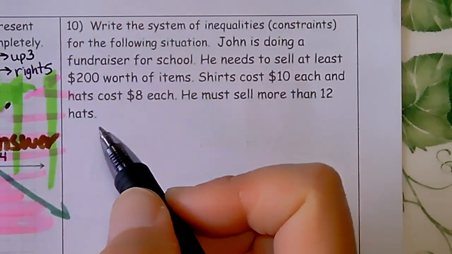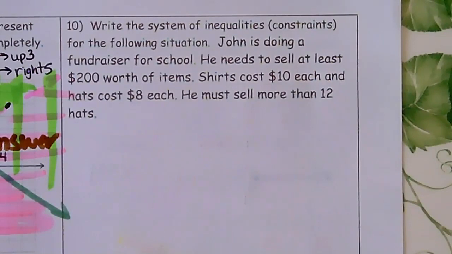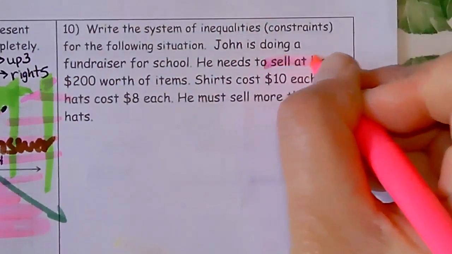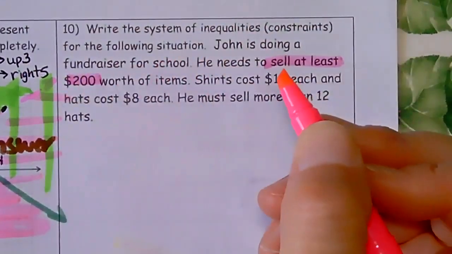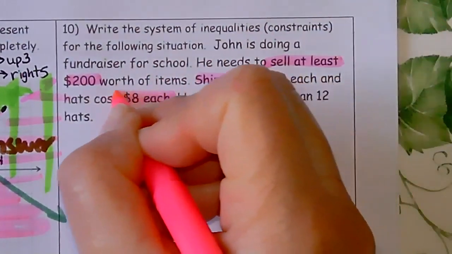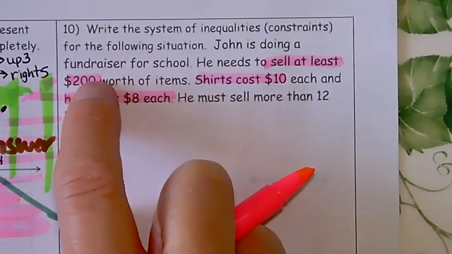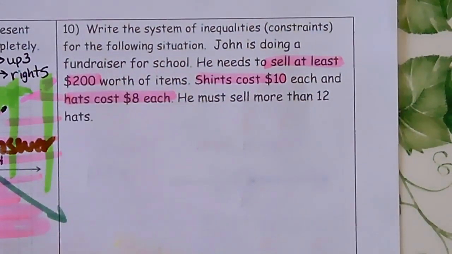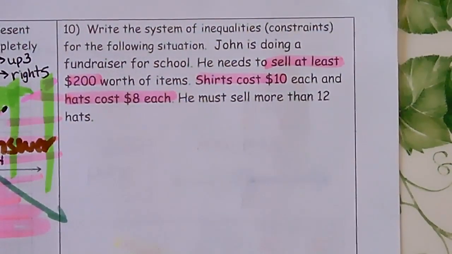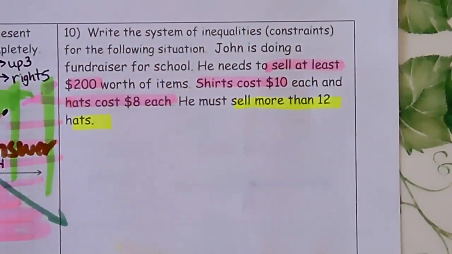For the following situation, John is doing a fundraiser for school. He needs to sell at least $200 worth of items. The shirts cost $10. The hats cost $8. So he's going to be selling these for $10, and he's going to be selling these for $8. He needs to sell at least $200 worth. Then it also says he must sell more than 12 hats.